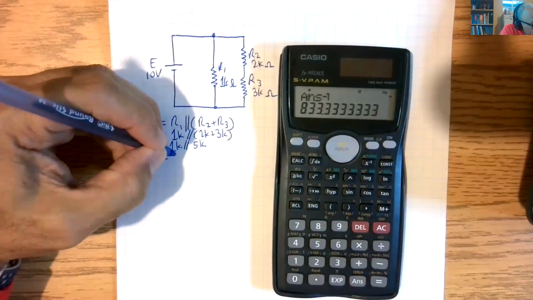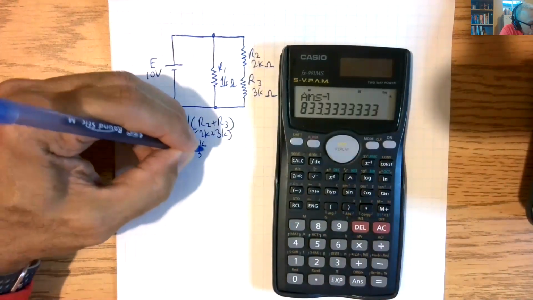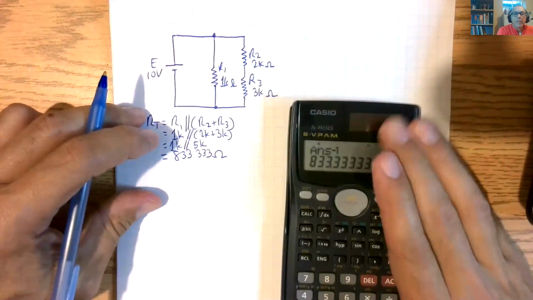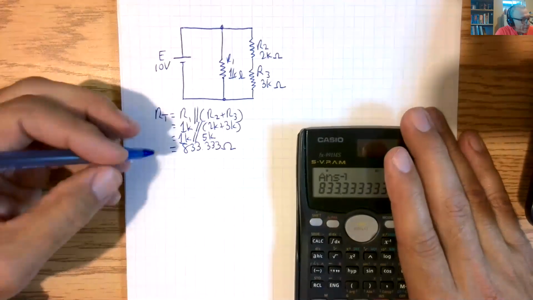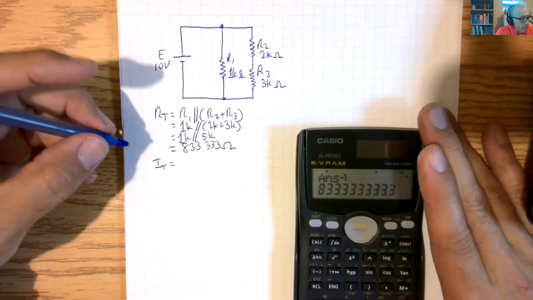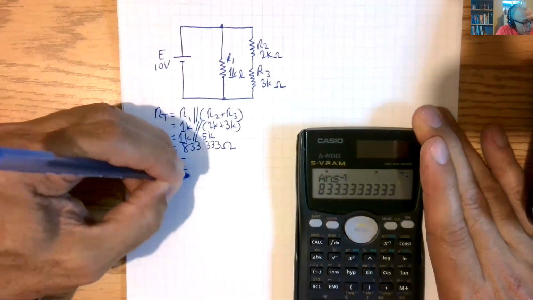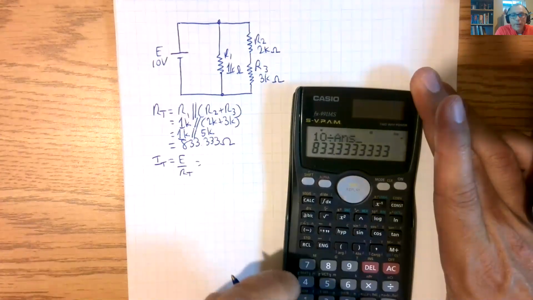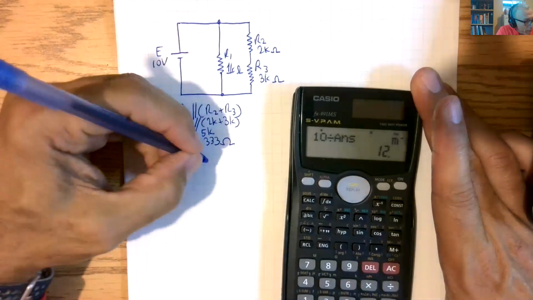And we get 833.333 ohms. There. Now, we can say that IT is equal to E over RT, which in this case is 10 divided by the answer, and we get 12 milliamps.